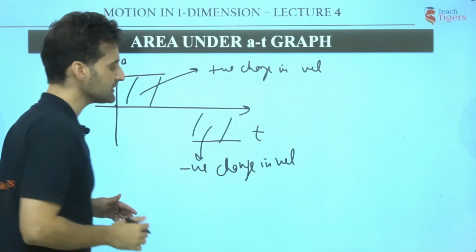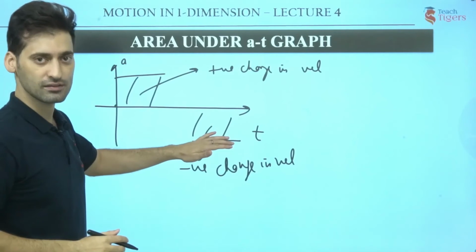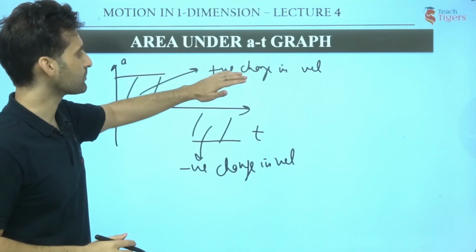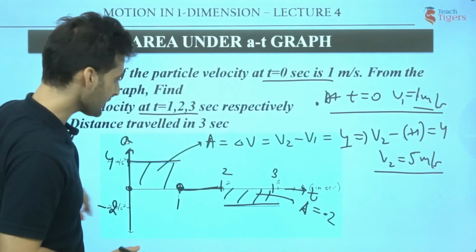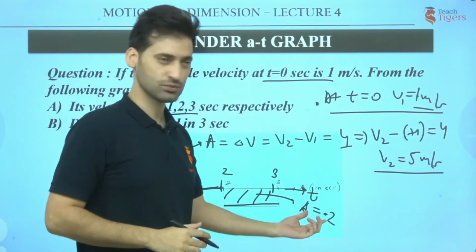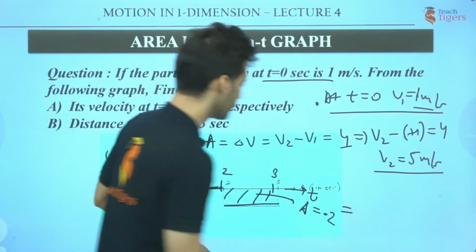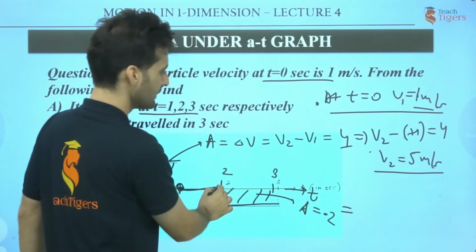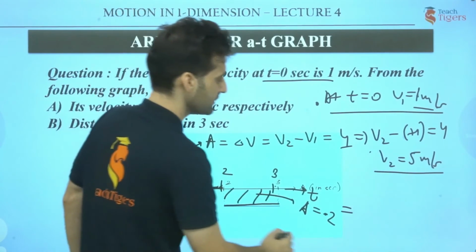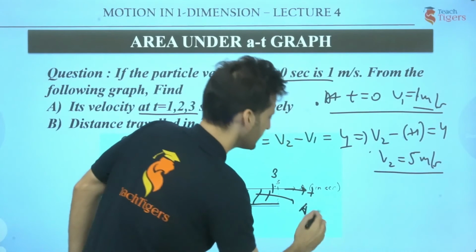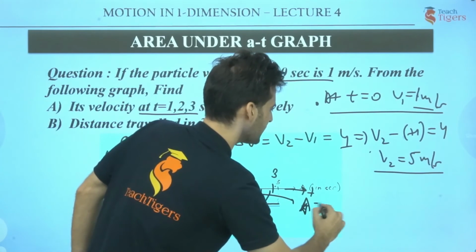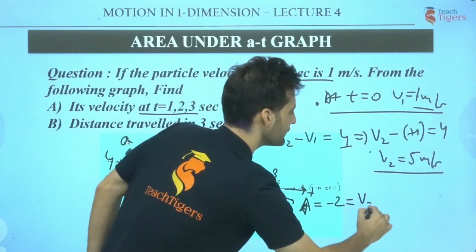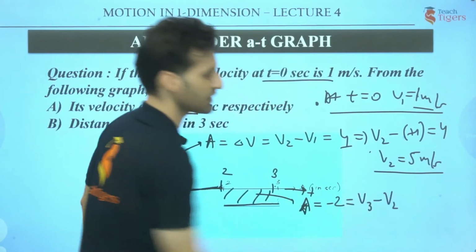Negative means here the velocity will decrease and here the speed will increase. Okay? Now here area is -2, so it's the change in velocity. So what was the velocity here? I call it v2 here, let's call. And what is the velocity here? v3 here. So this area is -2, which will be v3 minus v2. This is the change.